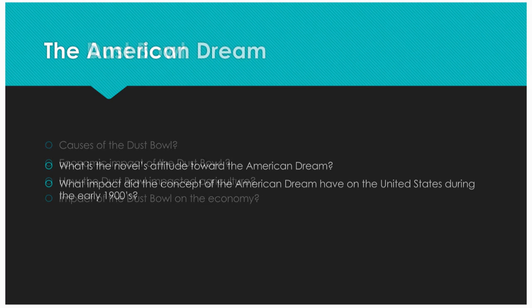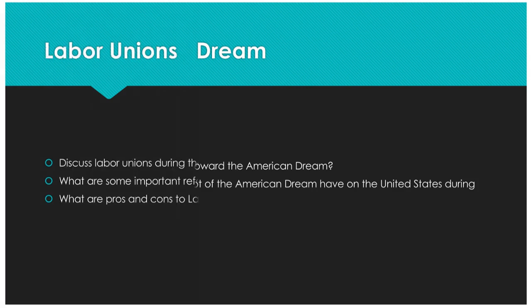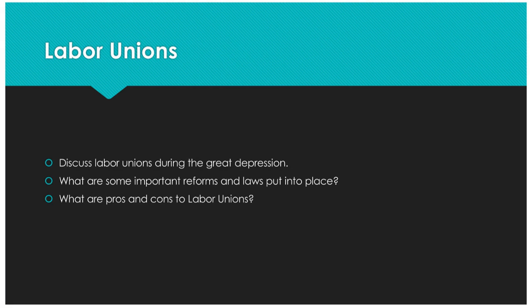Then we're going to move into the American Dream, and what impact the American Dream had during this time, and the importance of this concept, and how there's this disparity and creation of American identity through the American Dream. And I want to get into labor unions and discuss the different labor unions from the book, and the laws that were put into place and the reforms.